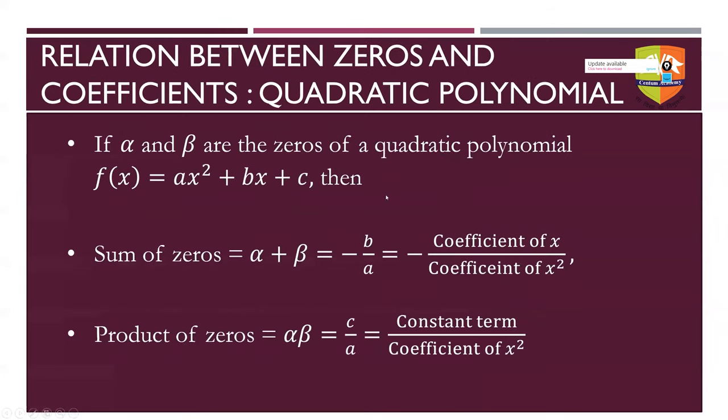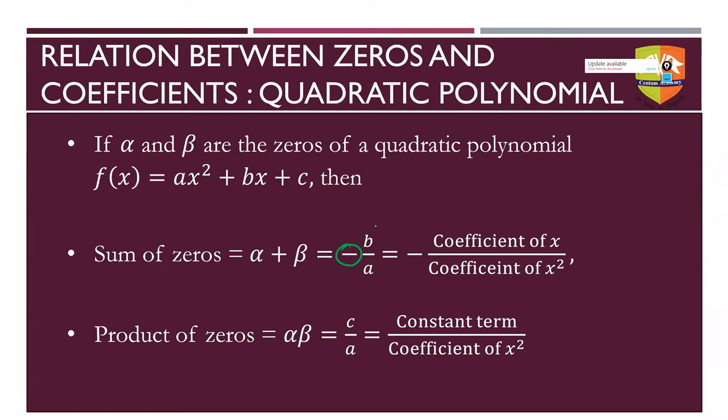Now, these are important. The questions will be based on the sum and product of zeros. If there is a quadratic polynomial ax² + bx + c, the sum of zeros, alpha plus beta, is negative of the coefficient of x divided by the coefficient of x². And the product of zeros, alpha beta, is c by a, the constant term divided by the coefficient of x². So always remember, for the sum, there is a negative sign. And for the product, there is no negative sign.